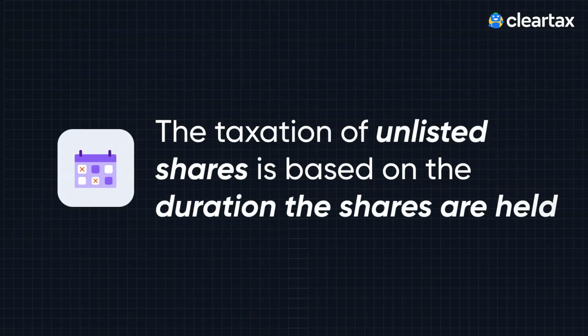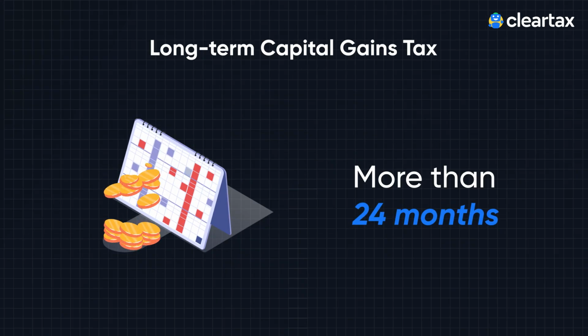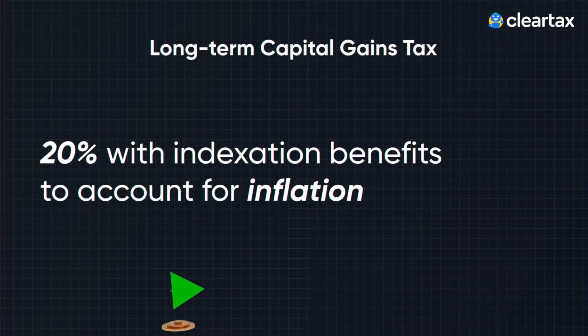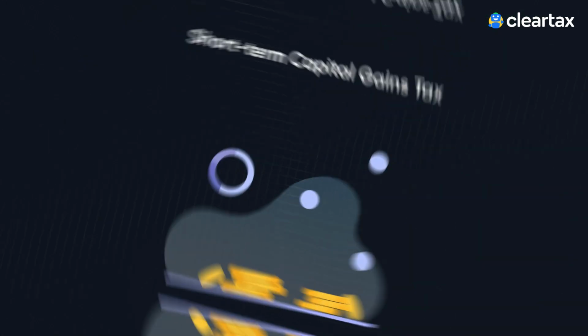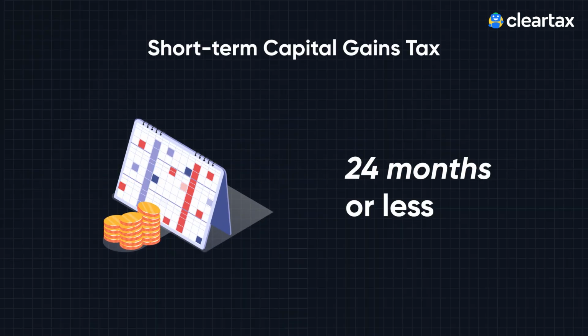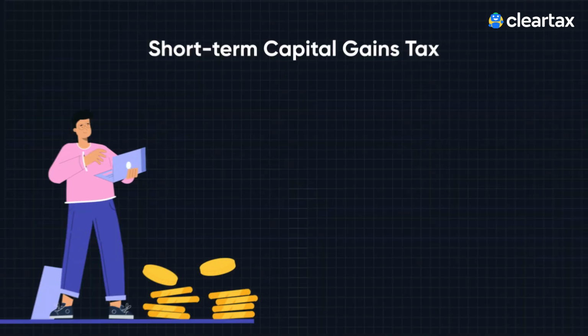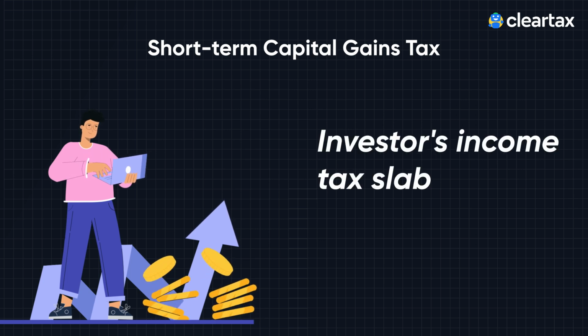Owners of unlisted shares typically include the company's founders, early investors, employees, and private equity stakeholders. In India, the taxation of unlisted shares is based on the duration the shares are held. Long-term capital gain tax applies when the unlisted shares are sold after being held for more than 24 months. These gains are taxed at 20% with indexation benefits to account for inflation. Short-term capital gains tax applies if the shares are held for 24 months or less, and these gains are taxed according to the investor's income tax slab as regular income.